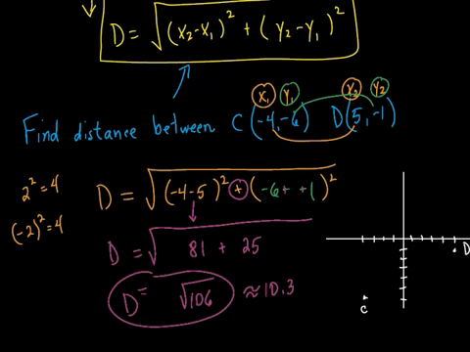So what did we just find? We found the distance between C and D. See the length of that colored line right there? That's what we found. It's about 10.3, or the square root of 106. We found the distance, how long that line is, and it's a diagonal line, so that's when you would use the distance formula. Well, I hope that made sense.